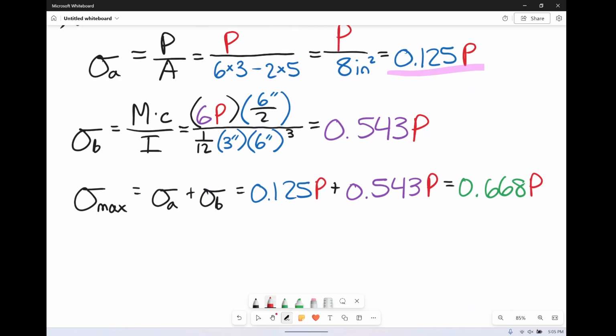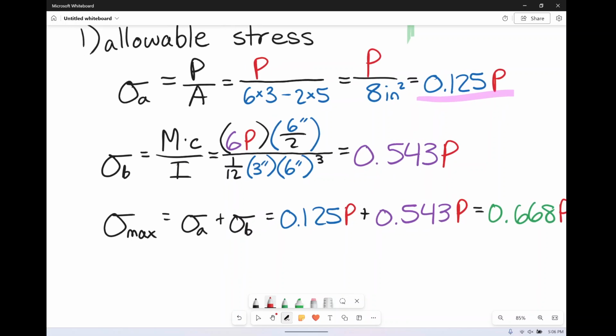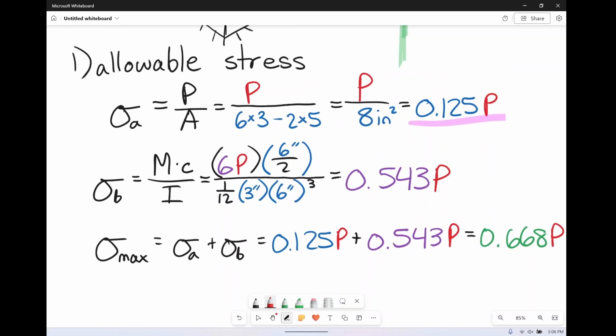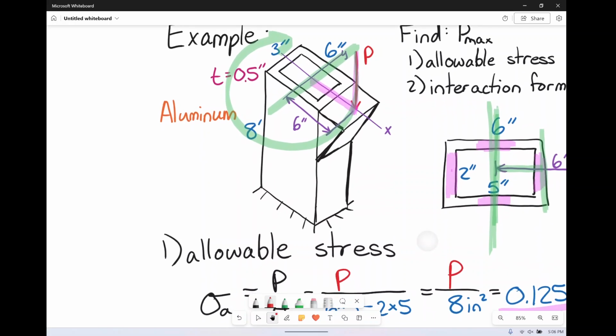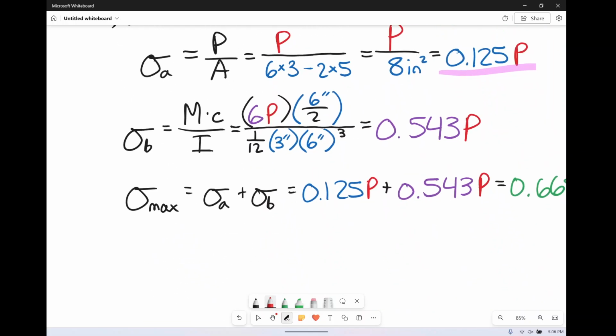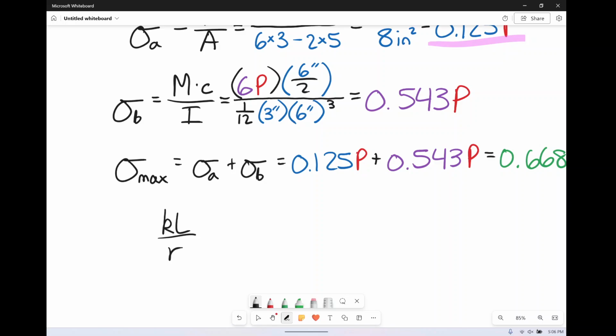So now we have our maximum, and what we need to set it to is our allowable. So what's our allowable stress equation? That's the real question. Remember that it is aluminum, so we're going to be looking at our 3 different equations for aluminum. In order to use those equations, we need to know what KL over R is. The funny thing is that we don't necessarily care about which axis we're bending. We're just going to be conservative and use whichever KL over R is greater.